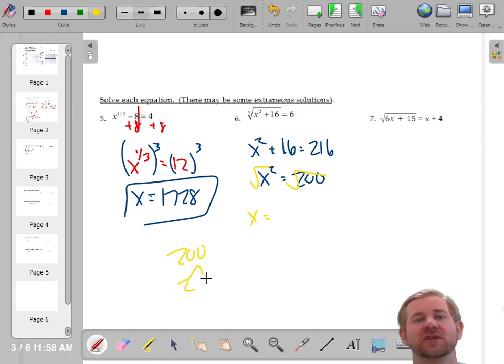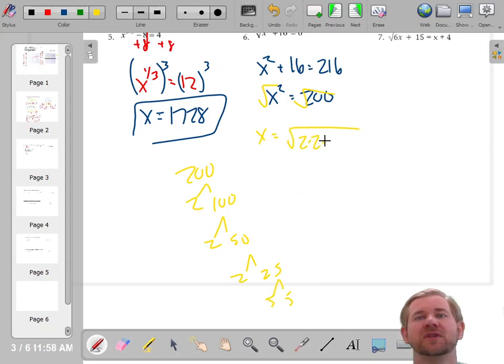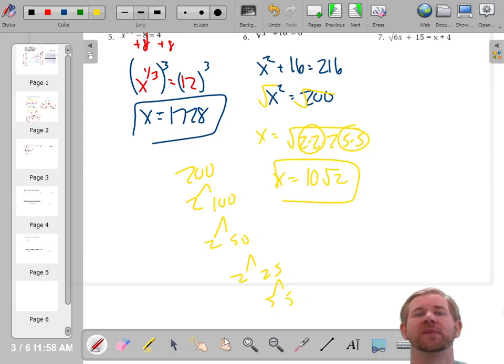200 is 2 times 100, which is 2 times 50, which is 2 times 25, which is 5 times 5. So this is 2, 2, 2, 5, 5. And that means one 2 will make it out, and one 5 will make it out. So 10 radical 2 is your best answer.